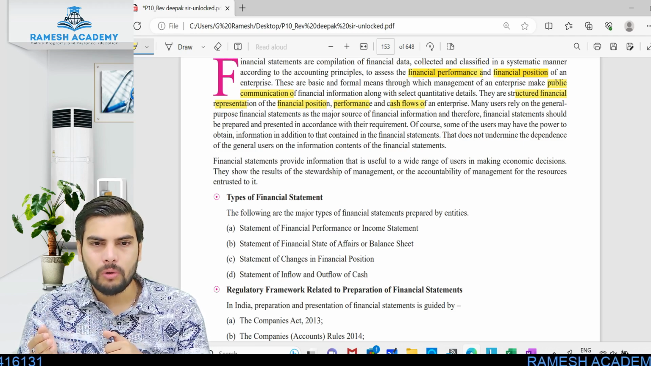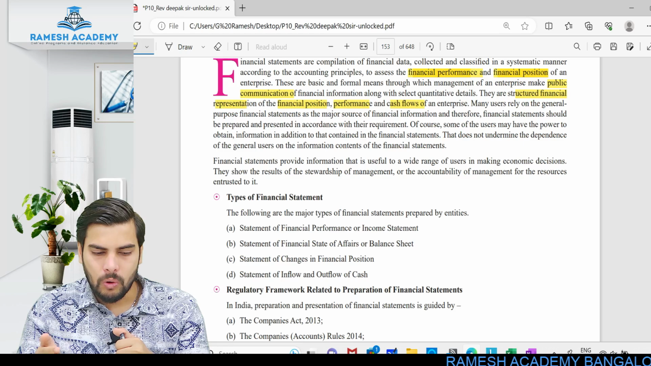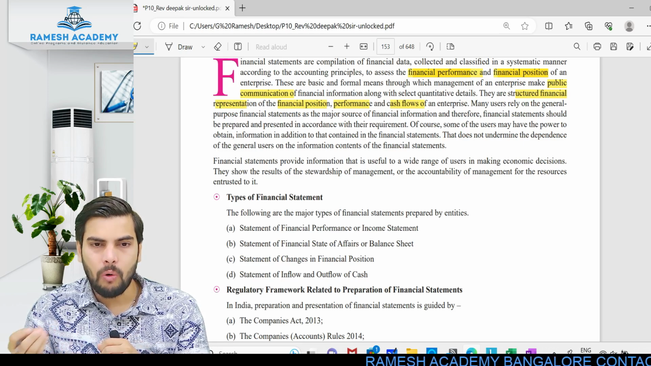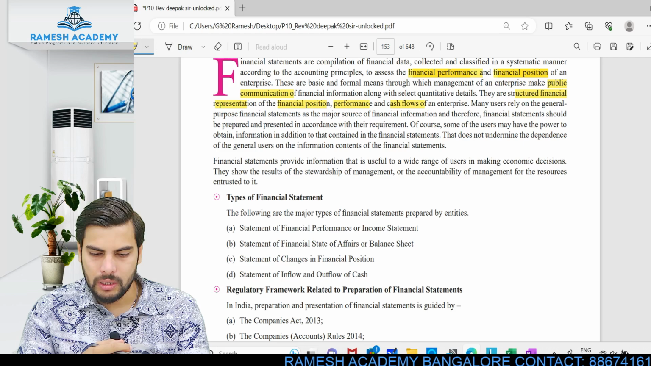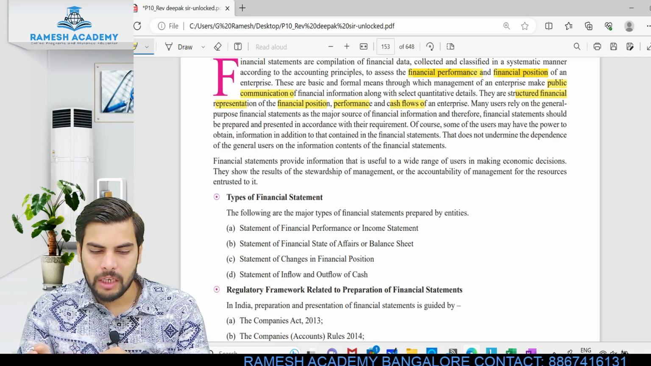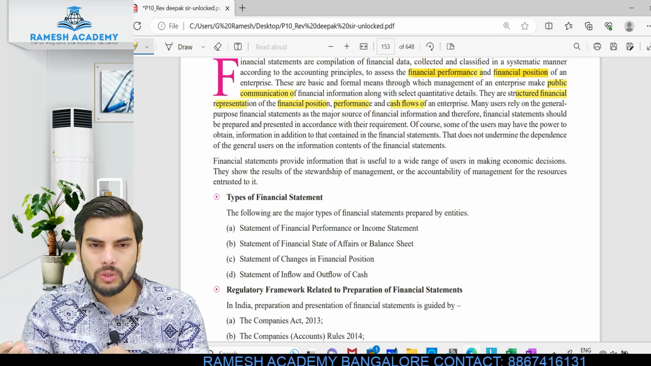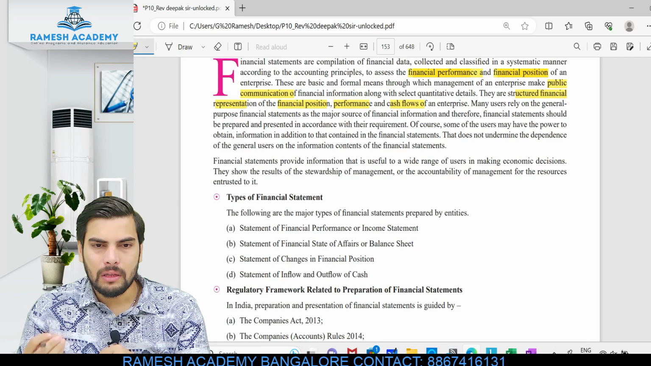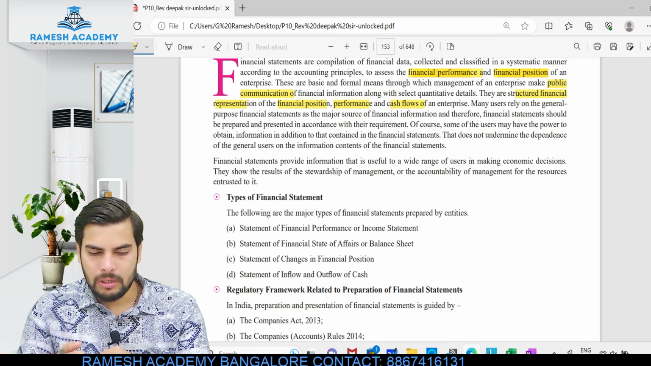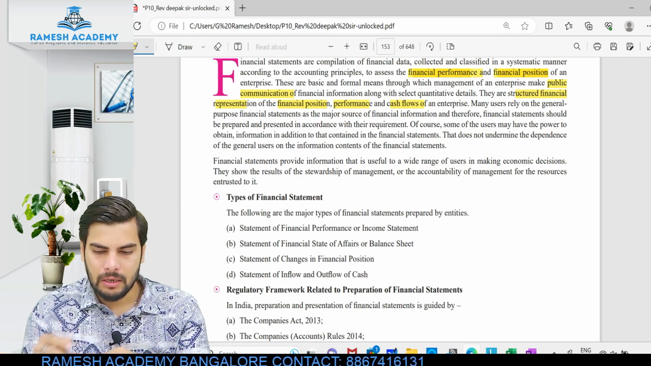So they are the ones who will be managing the business. They are the ones who will be preparing the financial statements. So it shows the result of the stewardship of management. Okay, so how effectively are they doing their activities? So it will just be showing that, or the accountability of the management for the resources which are entrusted to it. Clear? So how well is the management accountable? All this information will be available in the financial statements.